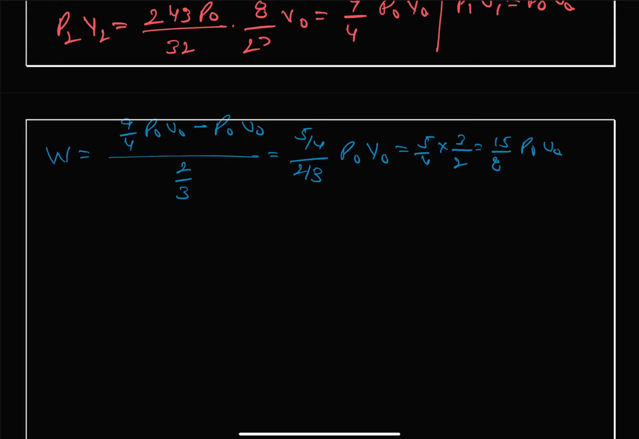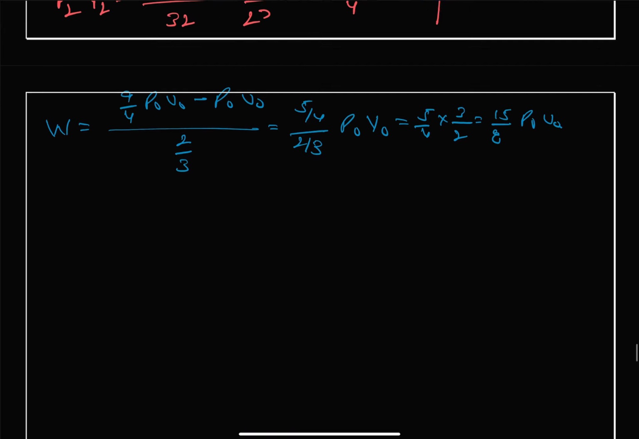And we can use our ideal gas equation, and we can say that our P naught V naught is equal to N times R T naught. Yeah, for 1 mole R T naught. From here we get work done will be equal to 15 by 8 times R T naught.